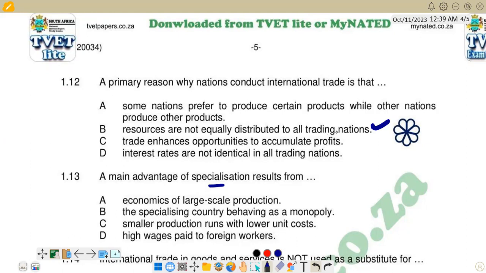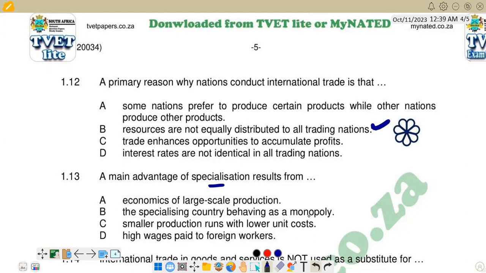Economics of large scale production. It is very correct, because when we specialize in what we are best at, we are going to produce more, and the other country specializes in what it is best at. So we are going to see large scale production that is appropriate. Let's go to B. The specializing country behaving as a monopoly. There is no issue of monopolizing, which is incorrect.